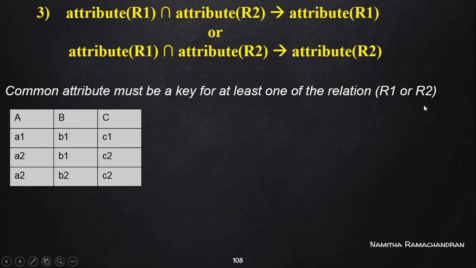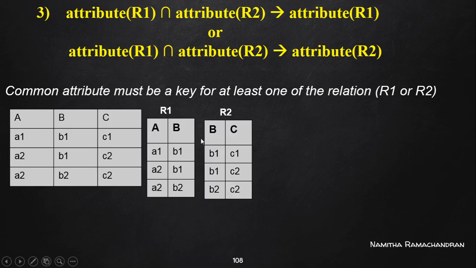Okay, so consider one relation. After decomposition, this is R1 and R2. Here condition 1 is satisfied. A, B, C are present somewhere in this R1 and R2. And B is present here as a common attribute between R1 and R2. Condition 2 also is satisfied.